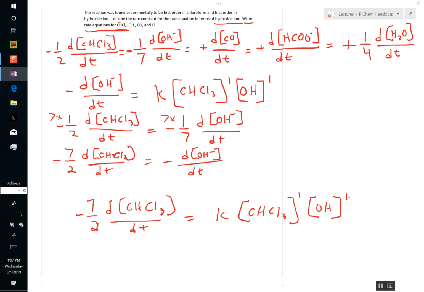Hang on a second here. I'm sorry, wait a minute. We can actually take that, so we can multiply this by 2/7 and we would get that. I just keep wanting to call this methyl chloride, or methylene chloride. This is chloroform.